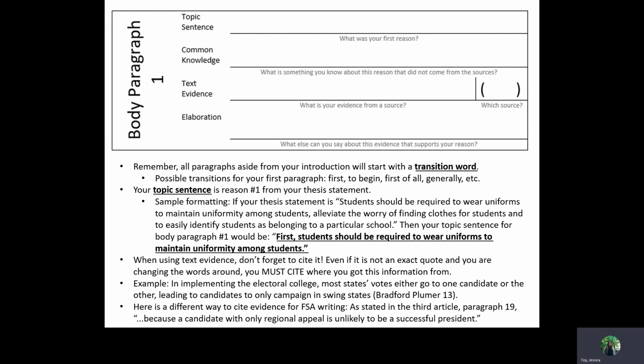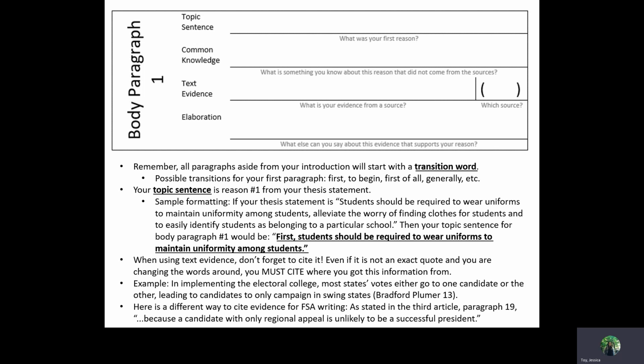So here's an example of citing. You can cite it in many different ways. The FSA is not super picky about how you cite. So this isn't like a research paper where you need to follow APA or MLA formatting, if anyone knows what that is. You just need to reference where your source came from. So, example: in implementing the Electoral College, most states' votes either go to one candidate or the other, leading to candidates to only campaign in swing states. Then parentheses, Bradford Plummer. So that is the author's name, okay? And that is the paragraph.